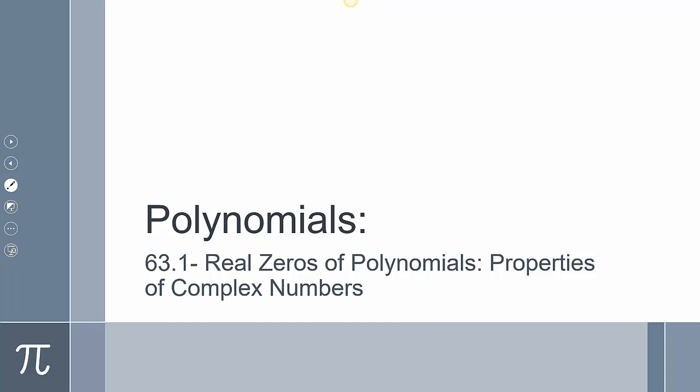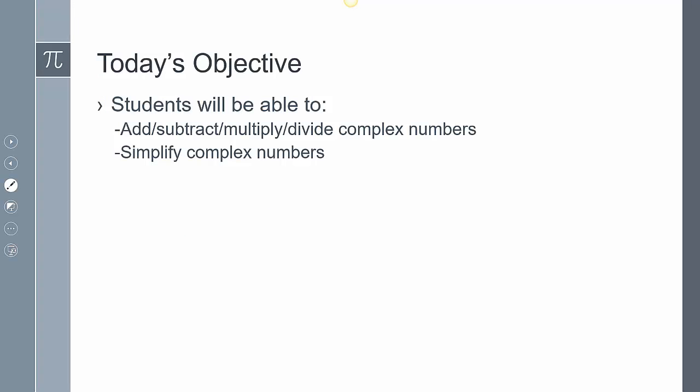Today is going to be 6.3-1. We're going to take a look at the real zeros of polynomials. Because the transition is going to be to take a look at all the zeros of a polynomial, we're going to start off with the properties of complex numbers. So we're going to add, subtract, multiply, and divide complex numbers, and we're going to simplify complex numbers, as well as take a look at the conjugate.